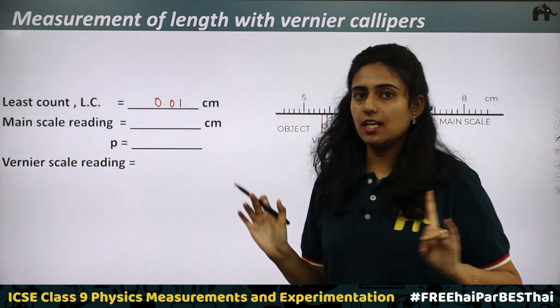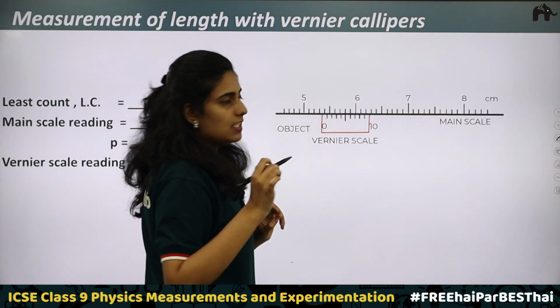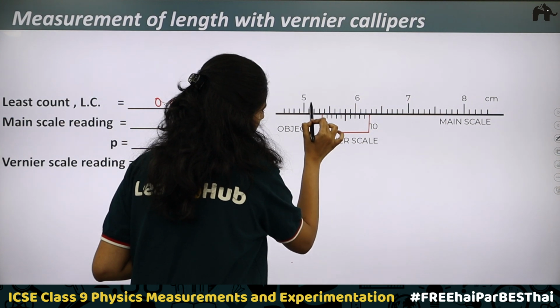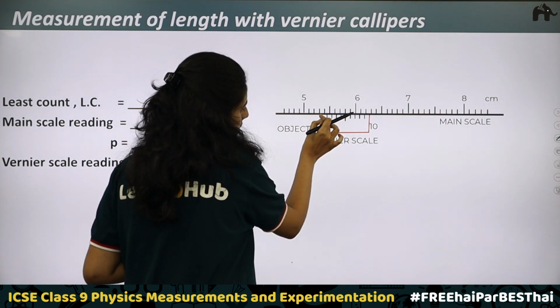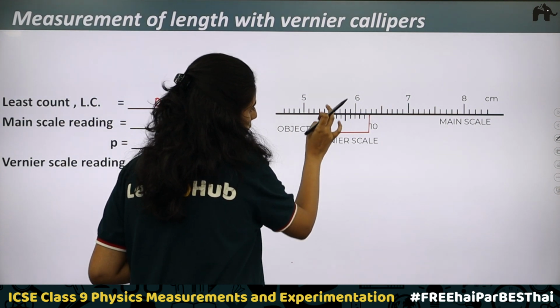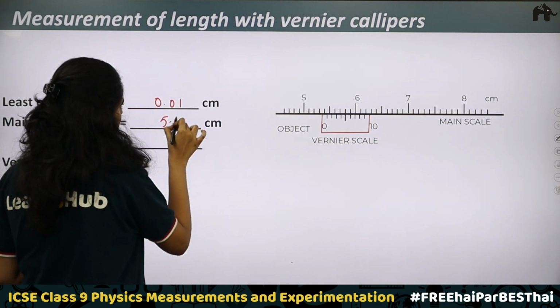Now, what is the main scale reading? Main scale reading, check the value. So here it starts. Yes. So this is 5.1, 5.2, 5.3. So the starting is 5.3, between 5.3 and 5.4. So you will be taking the smaller value, which is 5.3 centimeter.